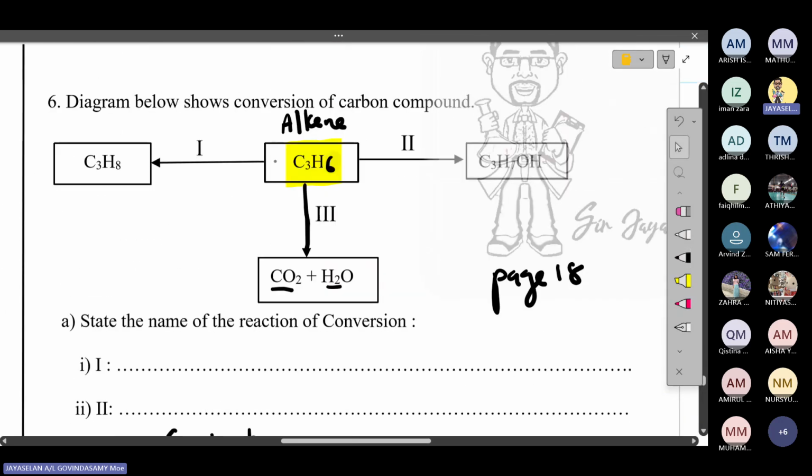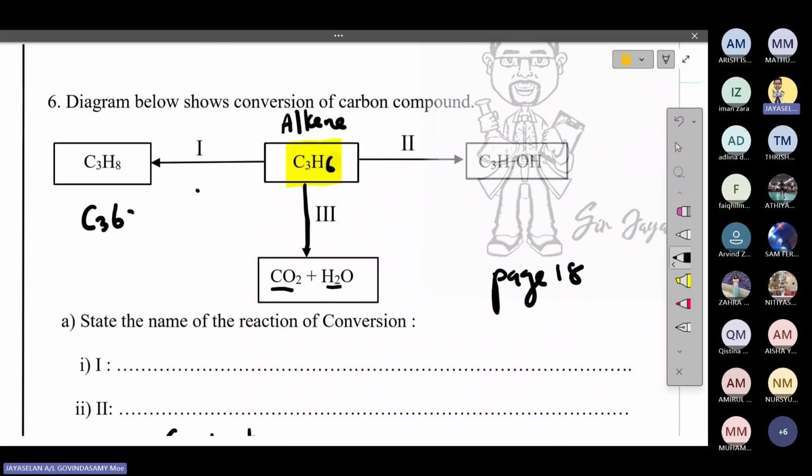Okay, now I go to conversion number 2. What is the difference between these? C3H8, I erase the C3H8. Then here C3H6, I take this and put it here. So I subtract, this one is already subtracted. This one they added what? 2H2. Got extra 2H2. They add hydrogen gas.